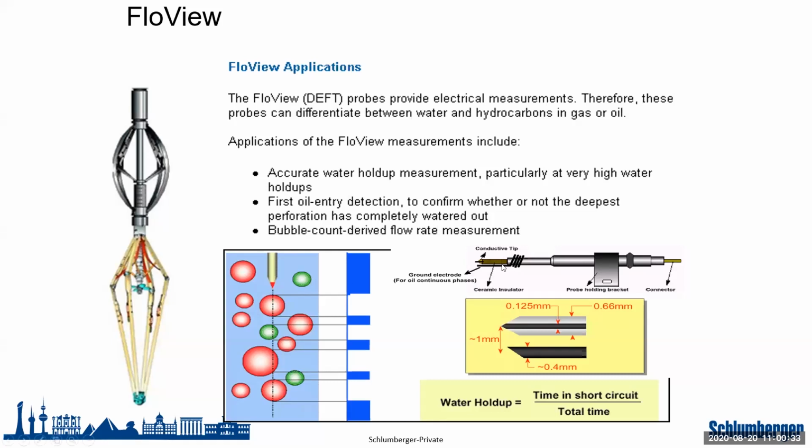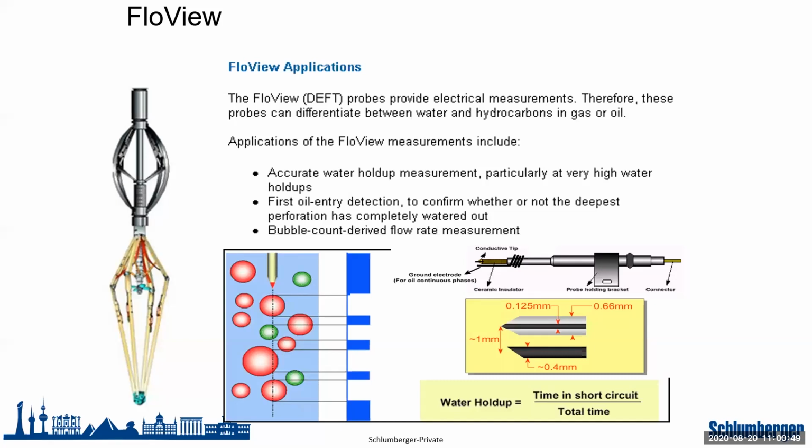Now, how does it work? My tool is going to be conducting an electric current. Let's say I'm in water. If I'm in water and this is saline water, then this current is going to continue as a closed circuit, okay?